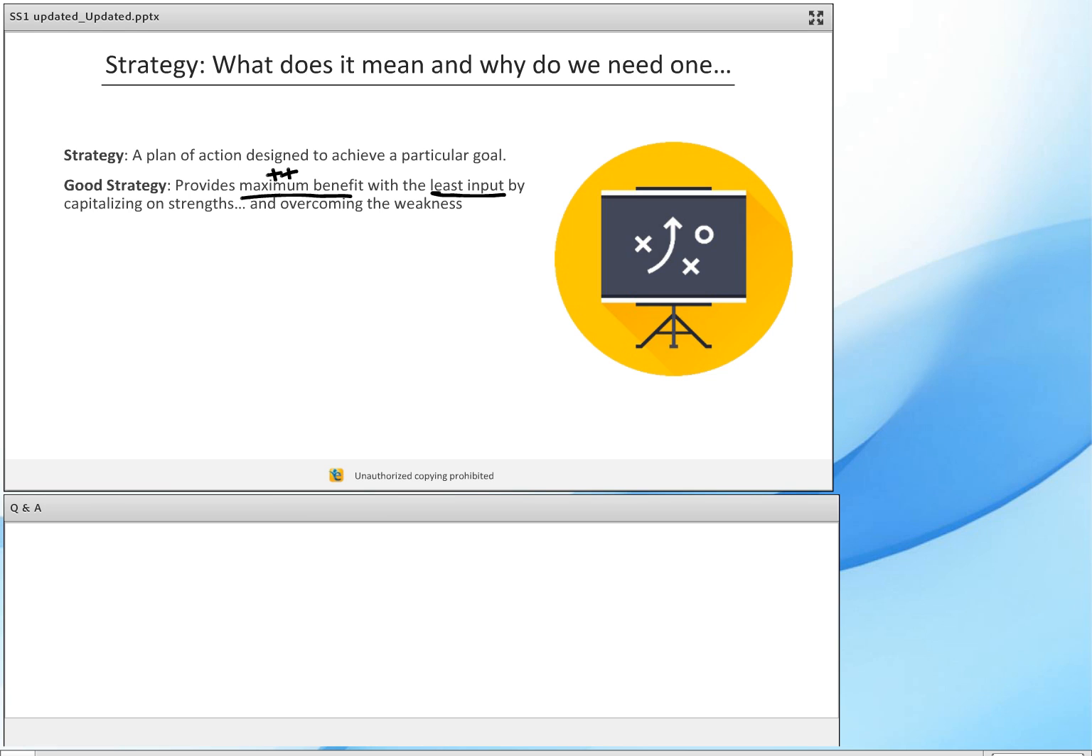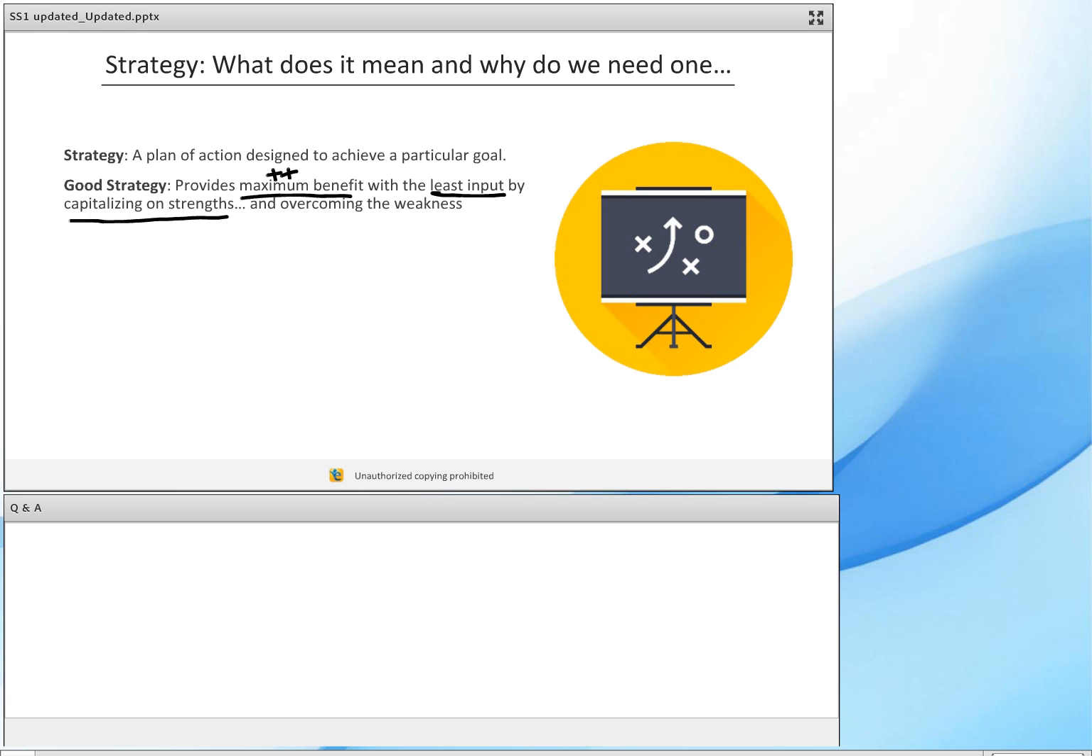Now look at this term called least input. Least input doesn't mean less input. It means compared to all the other options, this input is less. It still may be 100 hours or 150 hours depending on how much score improvement you're looking for, but this particular approach requires the least amount of input. All the other approaches may require 200 hours or so. And a principle of a good strategy is that it always focuses on capitalizing on your strengths first and then spending time to overcome your weaknesses.